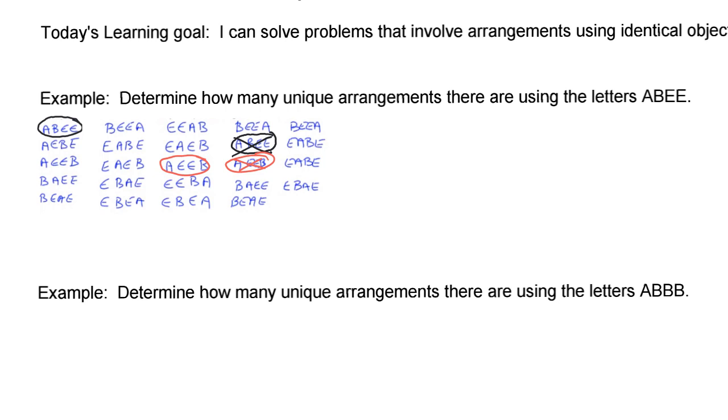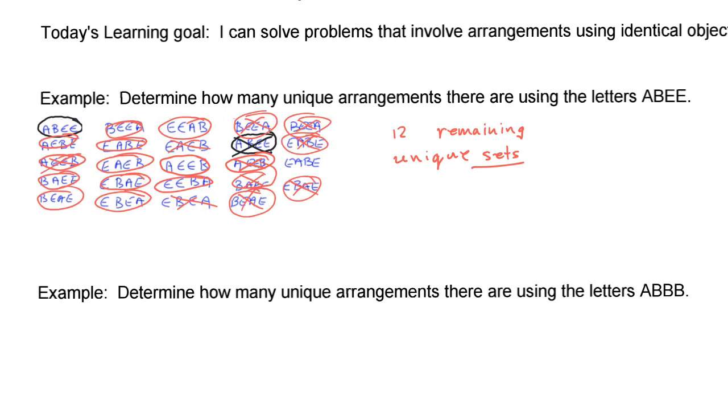So if we go through all of these, we're going to notice that there will only be 12 remaining unique sets, or unique letter arrangements, that happen when we do the calculations. And when we say sets, we really are using the word combinations.